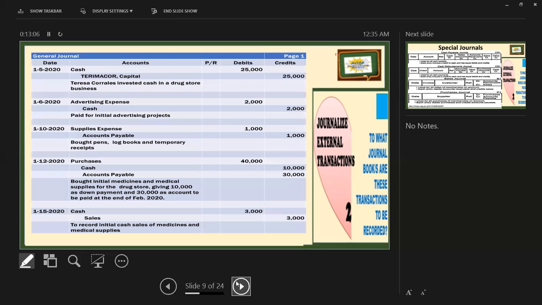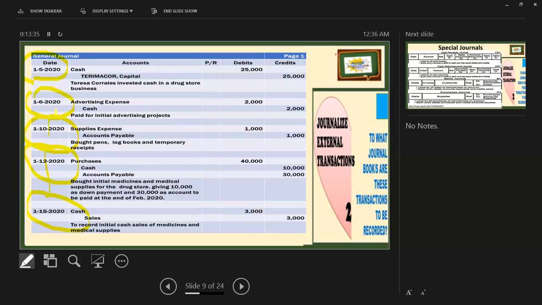After journalizing all the events or transactions that occur within the day or within the month, this will be the appearance of the general journal. So you have January 5, 6, 10, 12, and 15. Notice that it is chronological, meaning to say as the events happen.